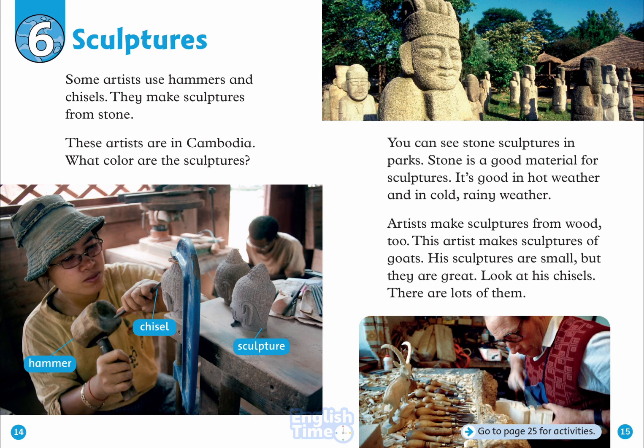Stone is a good material for sculptures. It's good in hot weather and in cold, rainy weather. Artists make sculptures from wood, too. This artist makes sculptures of goats. His sculptures are small, but they are great. Look at his chisels. There are lots of them.